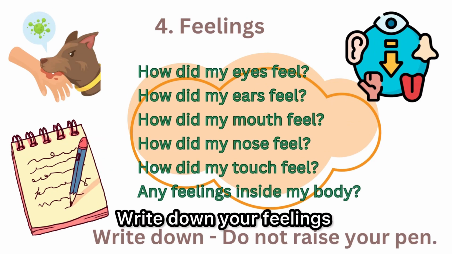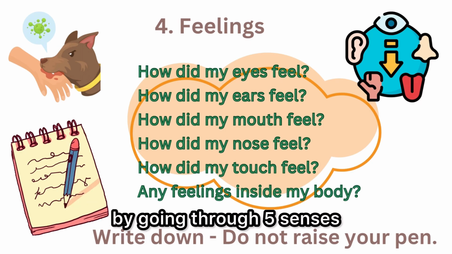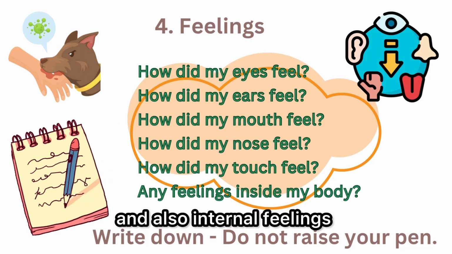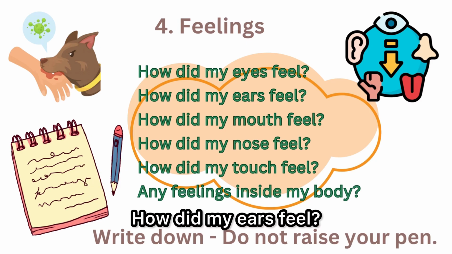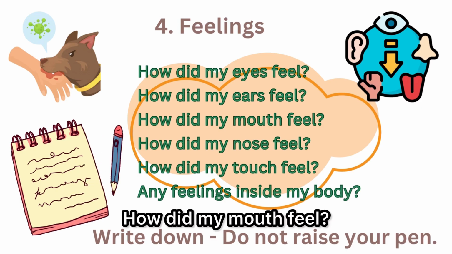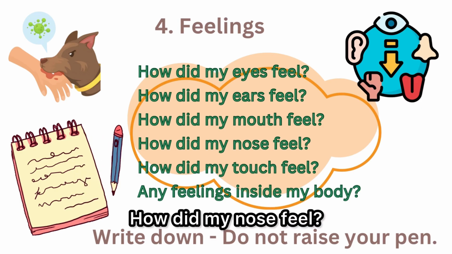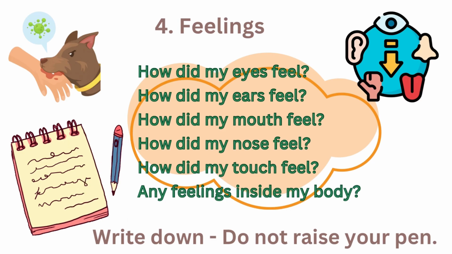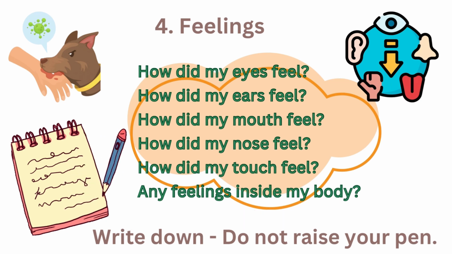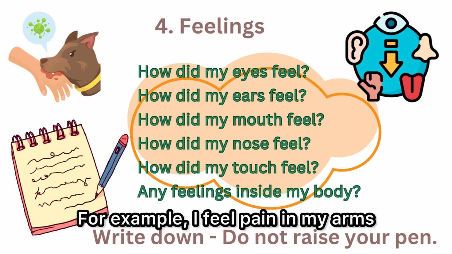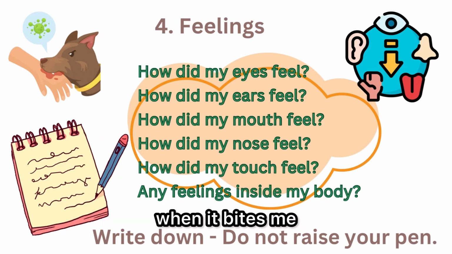Fourth, write down your feelings by going through the 5 senses, and also internal feelings. How did my eyes feel? How did my ears feel? How did my mouth feel? How did my nose feel? How did my touch feel? Any feelings inside my body? For example, I feel pain in my arms when it bites me.